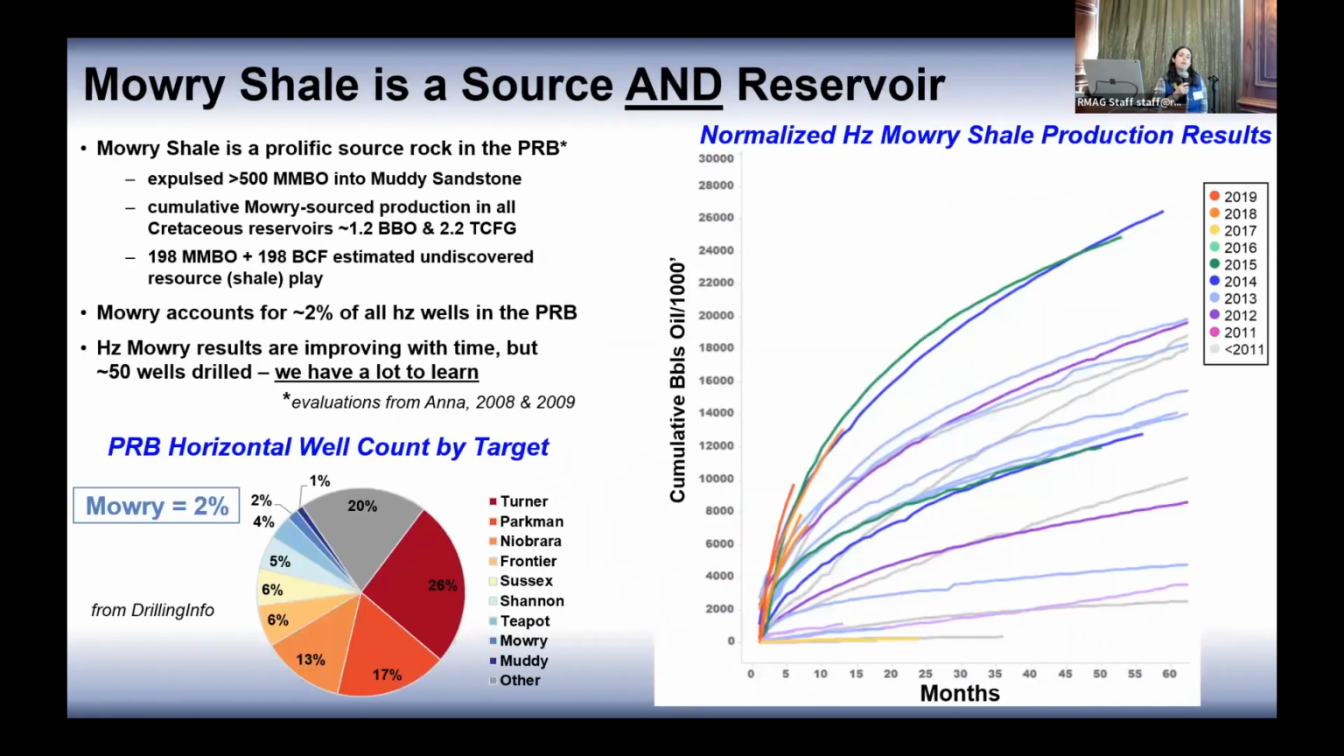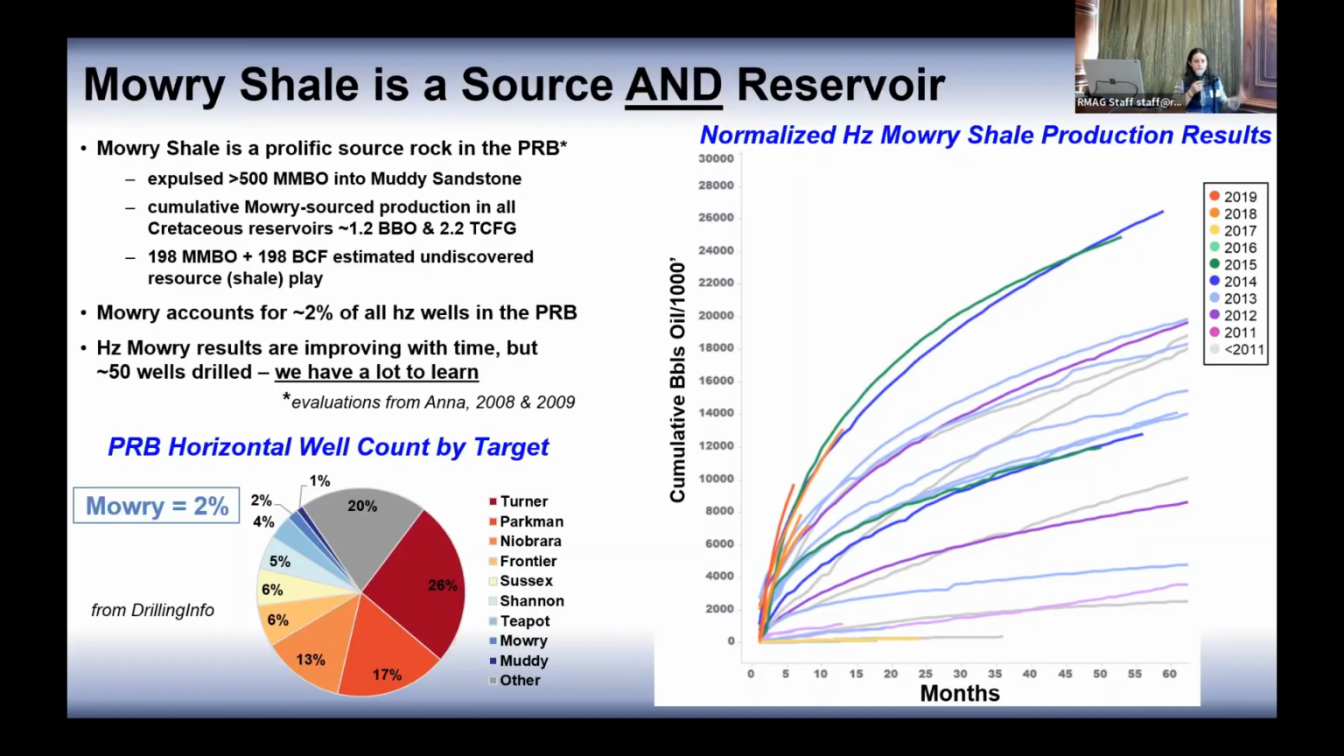The Mowry Shale is a pretty major source rock in the Powder River Basin. If you work the Powder, you know the Mowry, whether you've looked at it specifically as a reservoir or you've just looked at it for its source properties. It's estimated that it's exposed to over 500 million barrels into the Muddy Sandstone. And cumulatively, the reservoirs that are sourced by the Mowry have produced about 1.2 billion barrels of oil and 2.2 TCF of gas. Within the Mowry itself, these are some older numbers from 2009, but it's estimated at about 198 million barrels of oil and another 198 BCF of gas as well.